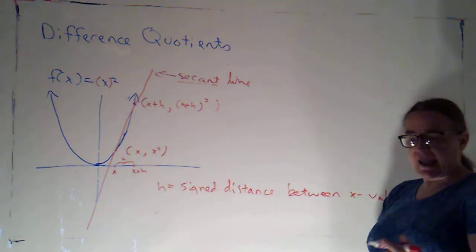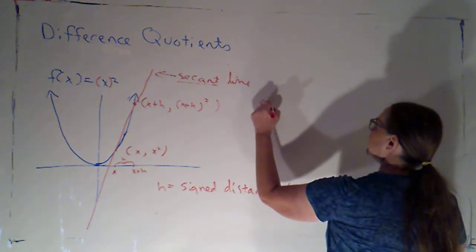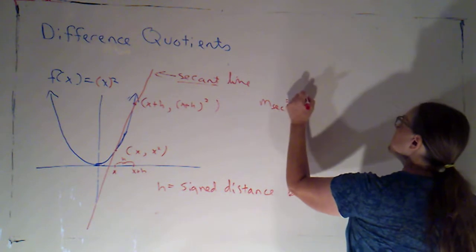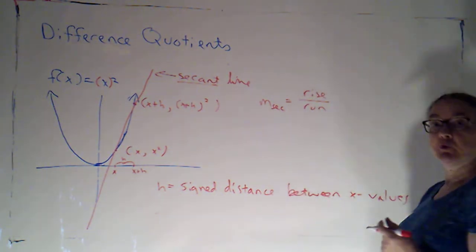Now, if I were to calculate the slope of that secant line, I know that slope is just rise over run.